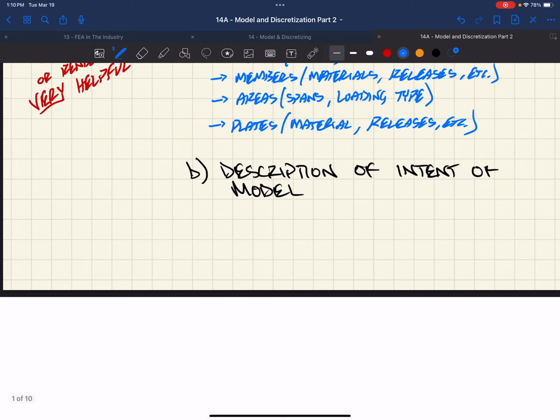An important aspect is the intent of the model, right? That's a really important aspect of our model description. What are we using this model for, right? As I mentioned for NIH, we had two models. One was for gravity and one was for lateral.